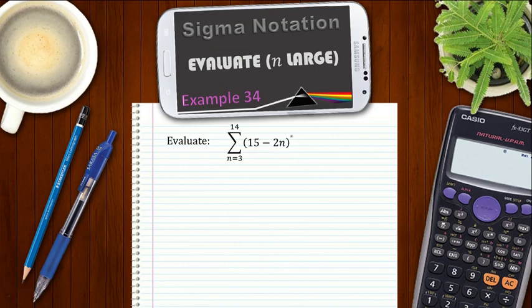So if I substitute in n equals 3, that's the first term. So my first 3 terms would actually be 15 minus 2 times 3, plus 15 minus 2 times 4, plus 15 minus 2 times 5. Okay, so there's the first 3, and if I simplify them, that is 9 plus 7 plus 5.